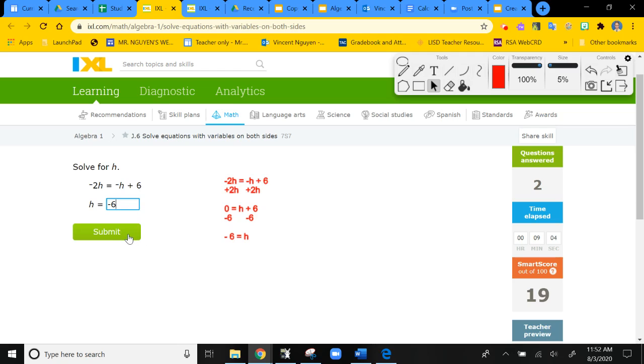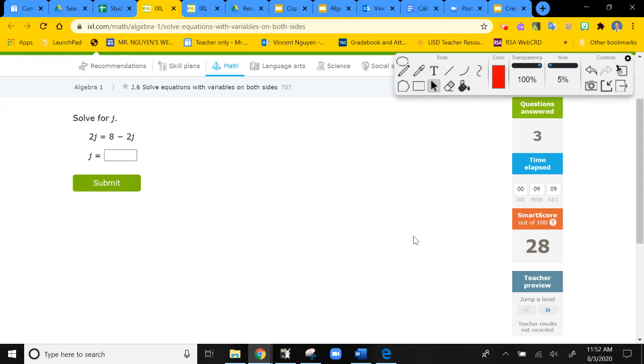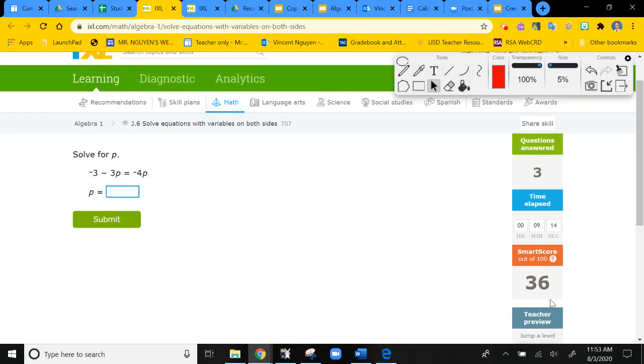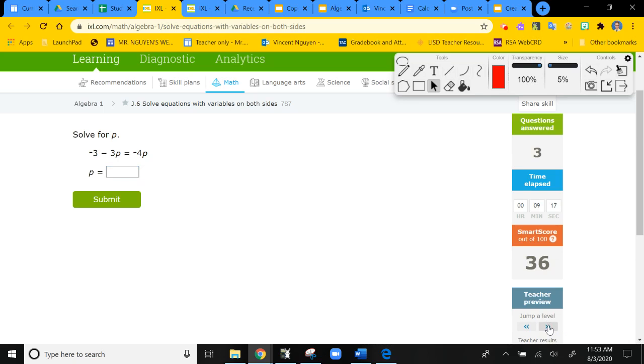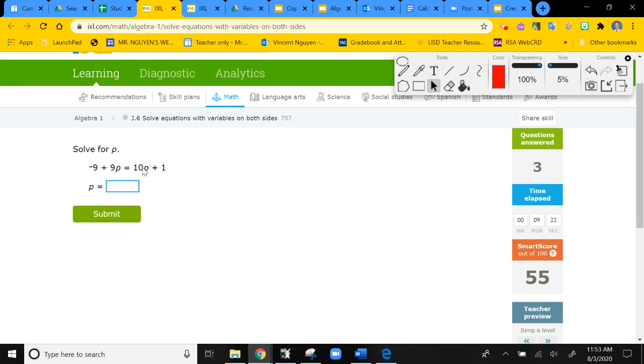Okay. The next one, I'm going to skip, jump level, okay? Jump level, because these are just repeating themselves now. So let's jump level. See if we can jump again. Yeah, let's jump one more. Here we have numbers and variables on both sides. Let's just do one of these, okay? So I'm going to rewrite the equation. And if you're doing this by yourself, on your own, you don't have to rewrite the equation like I do here. You can just work it on paper if you want to.